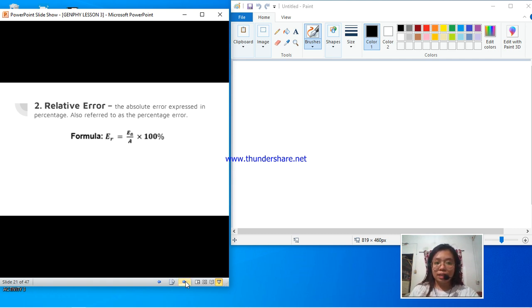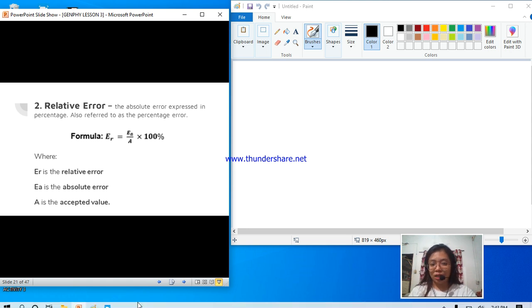How to get the relative error para makuha natin yung percentage? We have the formula ER is equivalent to EA over A times 100, where ER is the relative error, EA is the absolute error, and then we have to divide it in the accepted value, then multiply by 100. Okay?